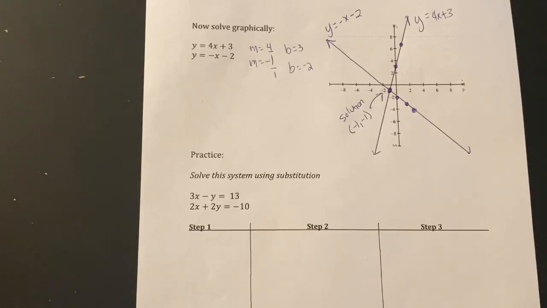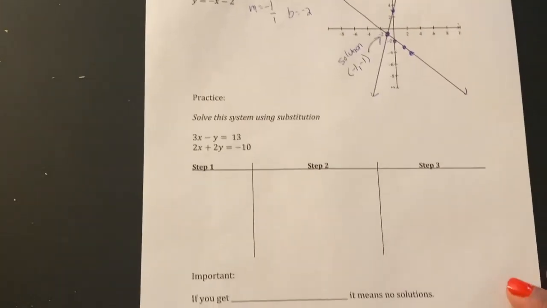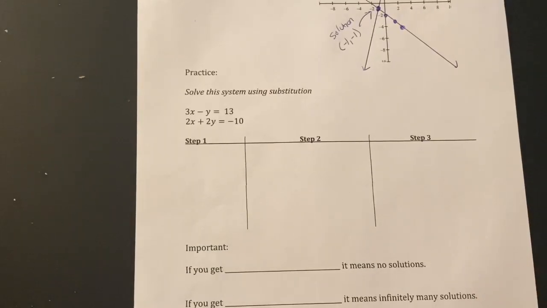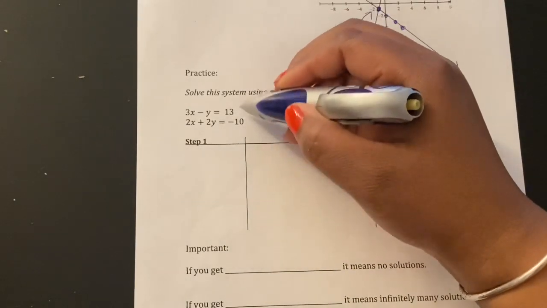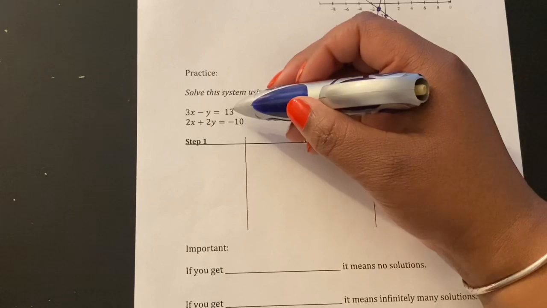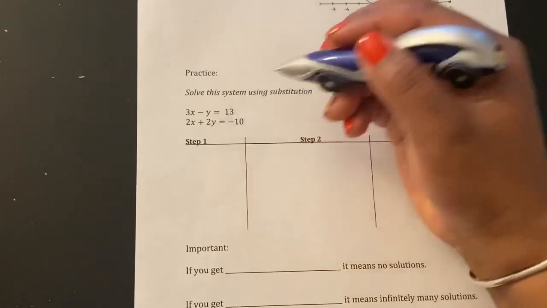But you don't always have access to a graph, so it's best to check your answer by plugging your solution into both equations. Let's do it again. Solve this system using substitution. Step 1, if you look back at your first page, says solve one or both of the equations for y if not already. You really just need to solve one. Neither one of these is already solved for y, so I'm going to solve the second one for y.